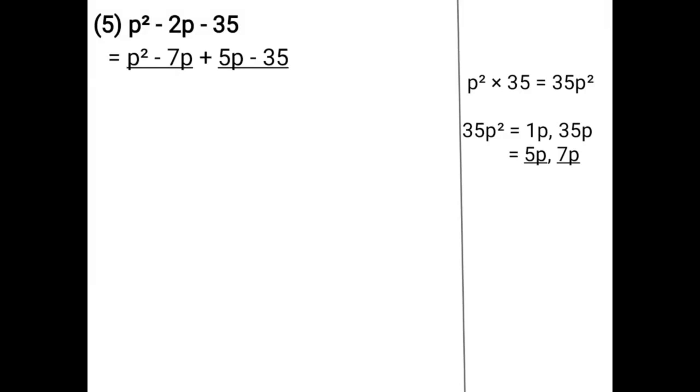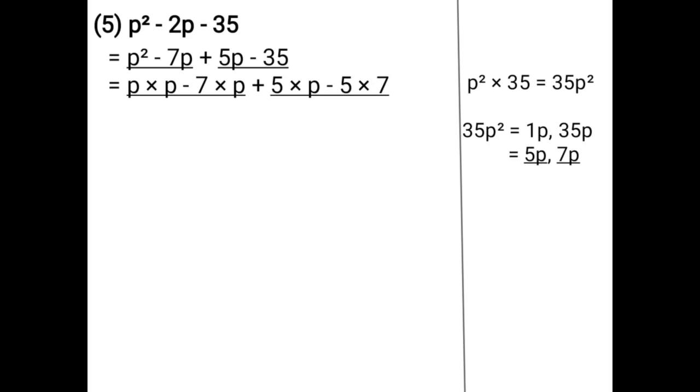Next step you have to write multiplication form, that is equal to p square is p into p minus 7p is minus 7 into p plus 5p is plus 5 into p minus 35. You can write 5 table, that is minus 5 into 7. You have to again underline and make two groups, that is first term and second term in one group, third term and fourth term in other group.